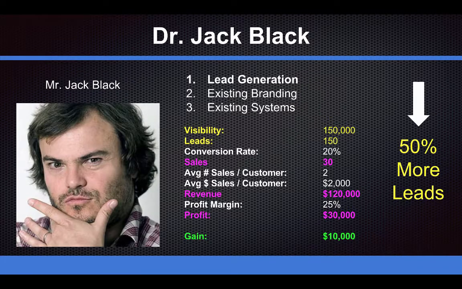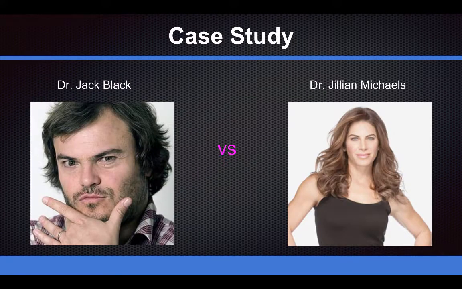In our case study, we're going to have Dr. Jack Black and Jillian Michaels be equal in pretty much everything. And we're just going to use them as examples to show what happens when you focus on these 6 strengths of marketing.